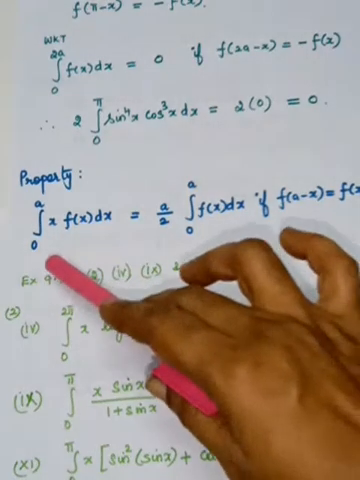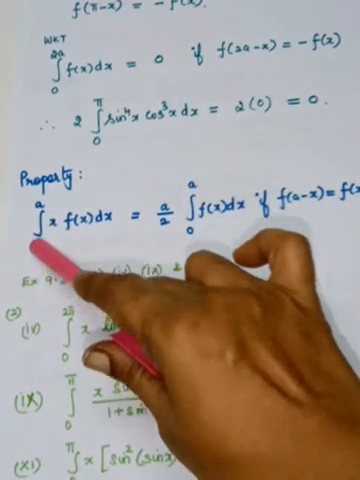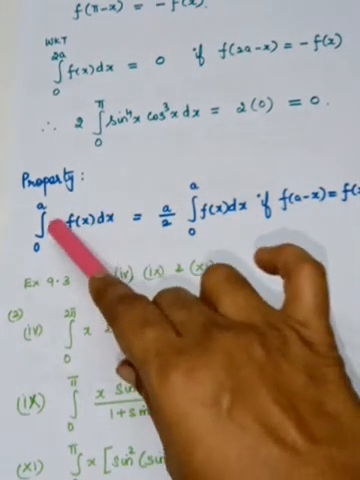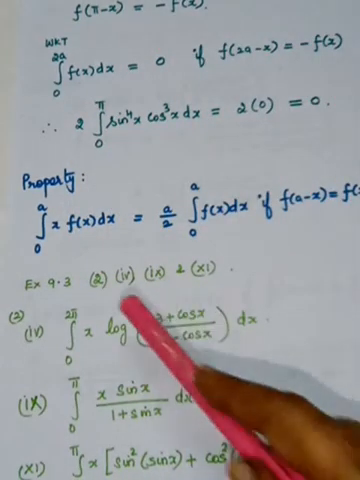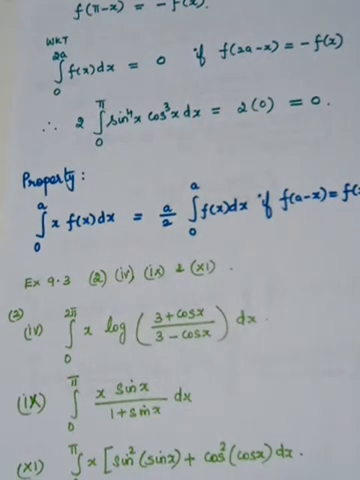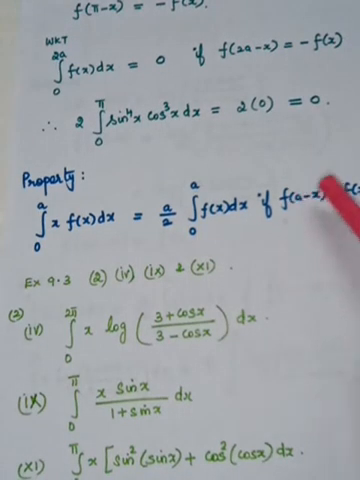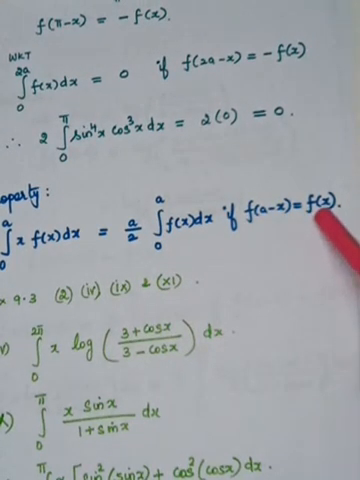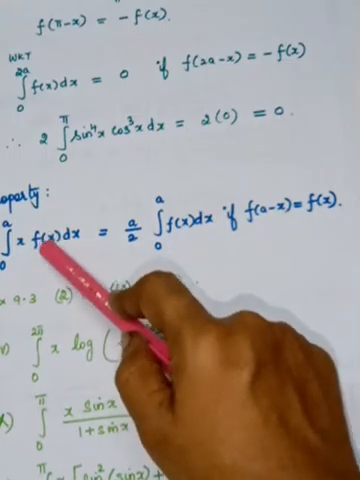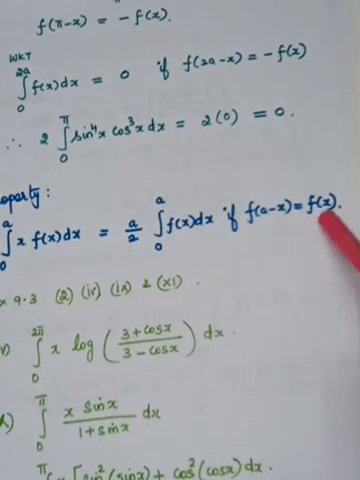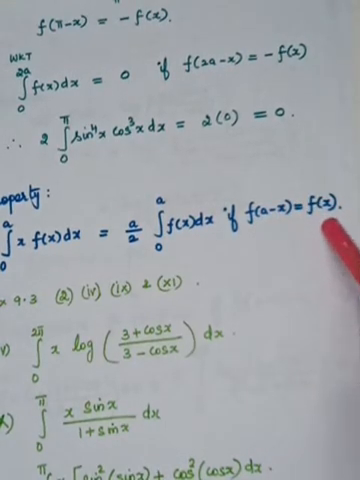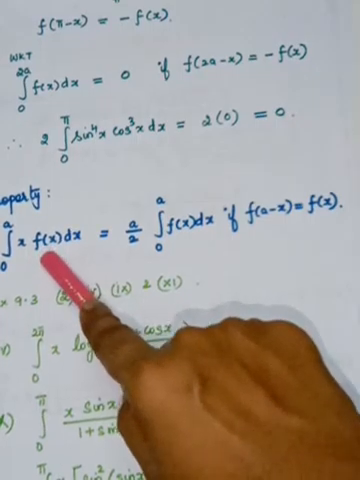Okay, next property: integral 0 to a x into f of x dx. See that? The definite integral, the next property, 0 to a x into f of x dx. This property is used to remove the x in the integral. If f of a minus x is equal to f of x, that means in the term f of x, you have to replace x by a minus x. If there is no change, both are the same.